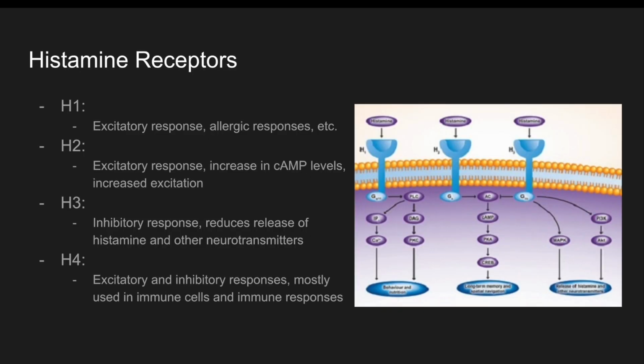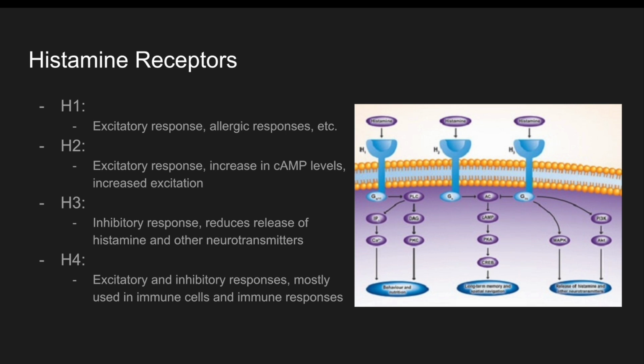Activation of H2 receptors leads to an excitatory response also. When histamine binds to these receptors, it triggers an increase in cyclic AMP levels within the target cell, leading to increased excitation. Activation of H3 receptors leads to inhibitory responses. Histamine binding to H3 receptors typically reduces the release of histamine and other neurotransmitters from neurons.